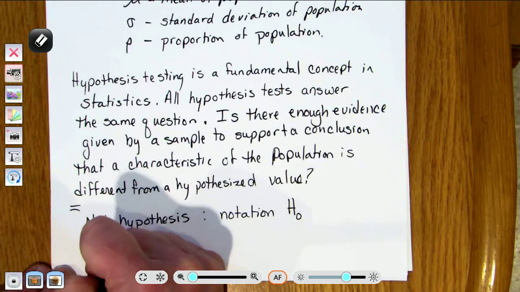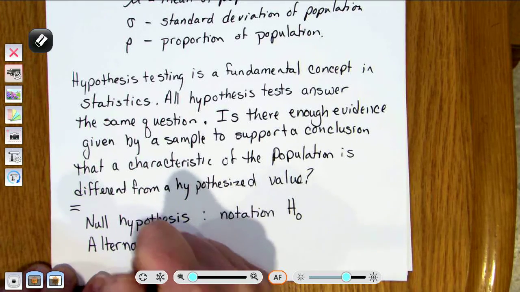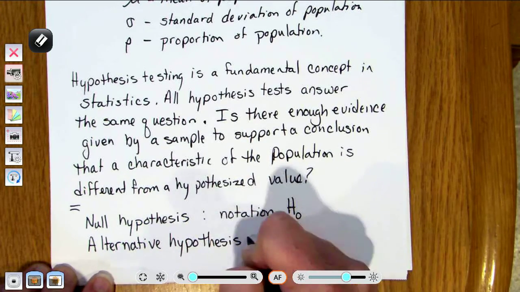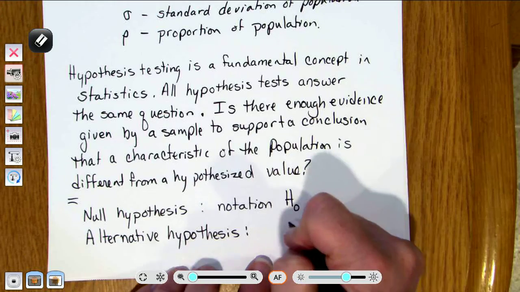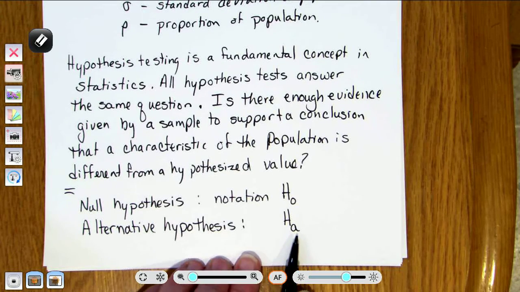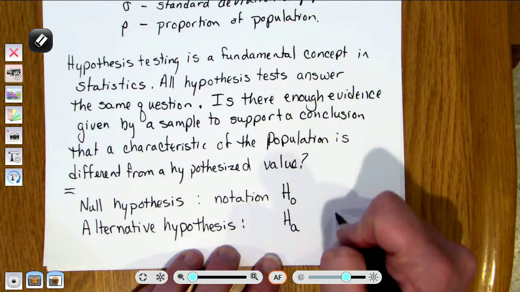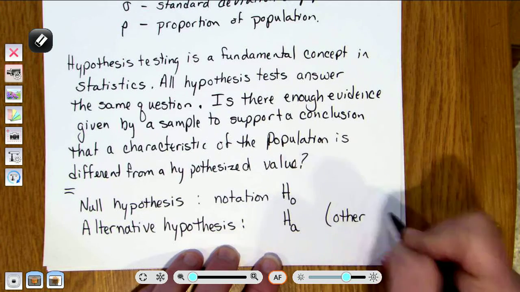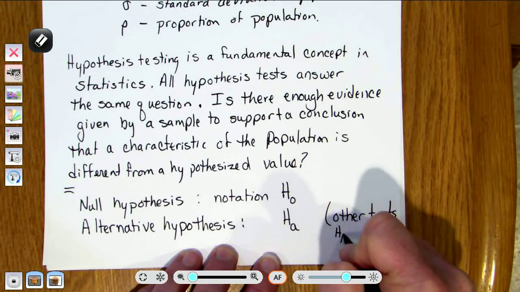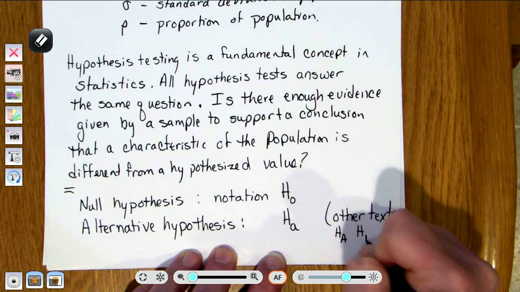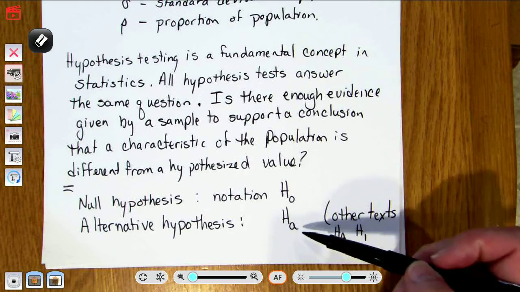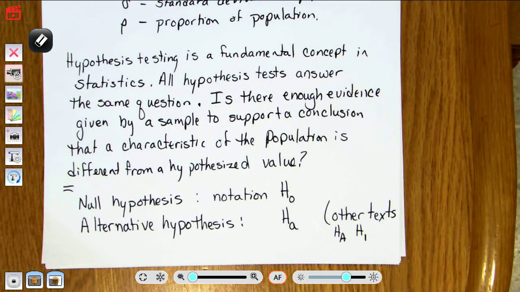And the other piece that we're going to talk about today is the alternative hypothesis. And the notation that we will use here is H with a little a underneath it. Some textbooks will use a capital A. Our textbook likes to use a lowercase a. Other textbooks also use other things. So if you pick up another stats book, you might see a capital A. I've also seen a 1, so 0 and 1. I'm guessing they use the A because it's the alternative type of situation.